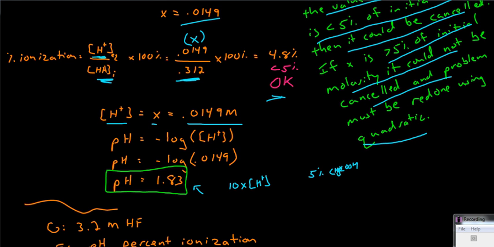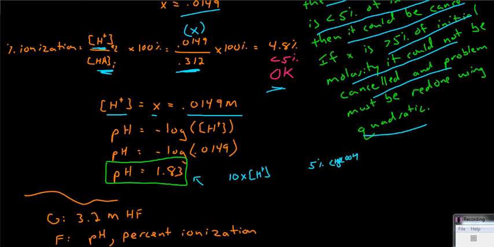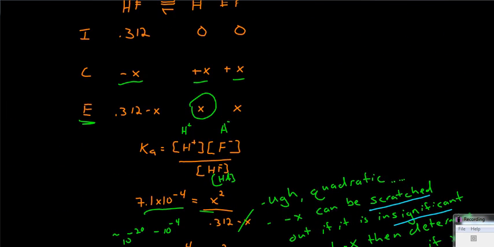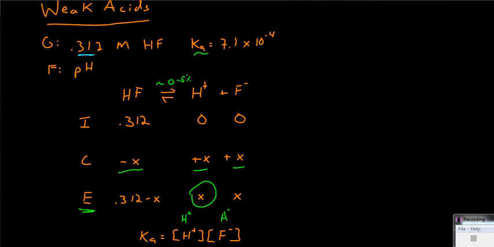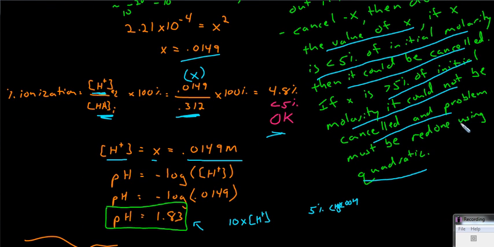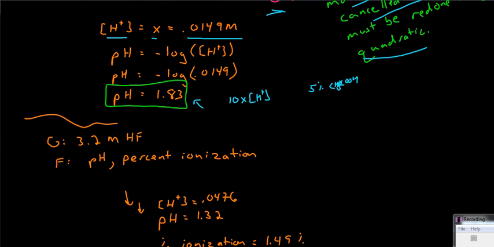So consider another example where in our previous case we had 0.312 molar HF and we got a percent ionization of 4.8% and a pH of 1.83. What happens if we have a much higher concentration of HF? 10 times higher concentration. What will be the pH and the percent ionization? So if you repeat all the calculations as before, you'll find that the pH is a little bit lower. It's 1.32 instead of 1.83.